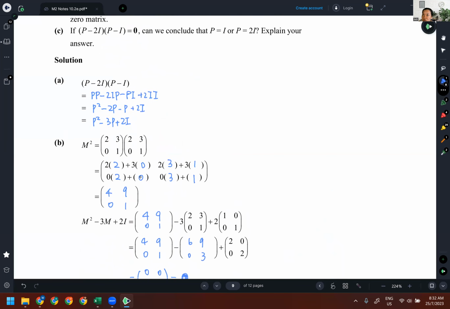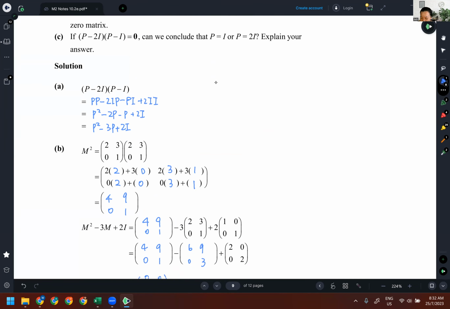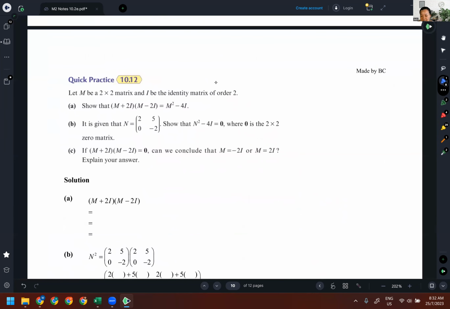Just because two matrices multiply to equal 0 doesn't mean one of them is 0. Is that okay? Now you do this and you let me know when you're done. Quickly, quickly. Let me know.